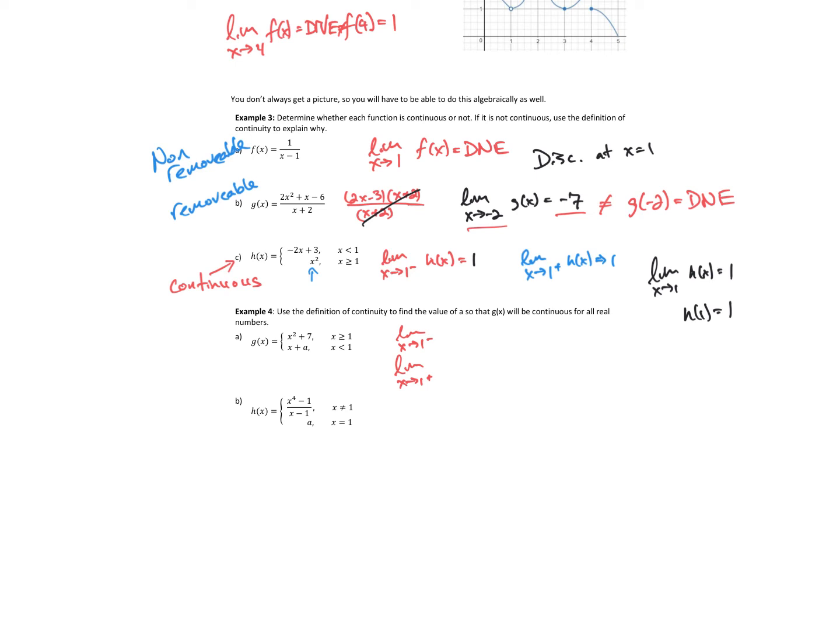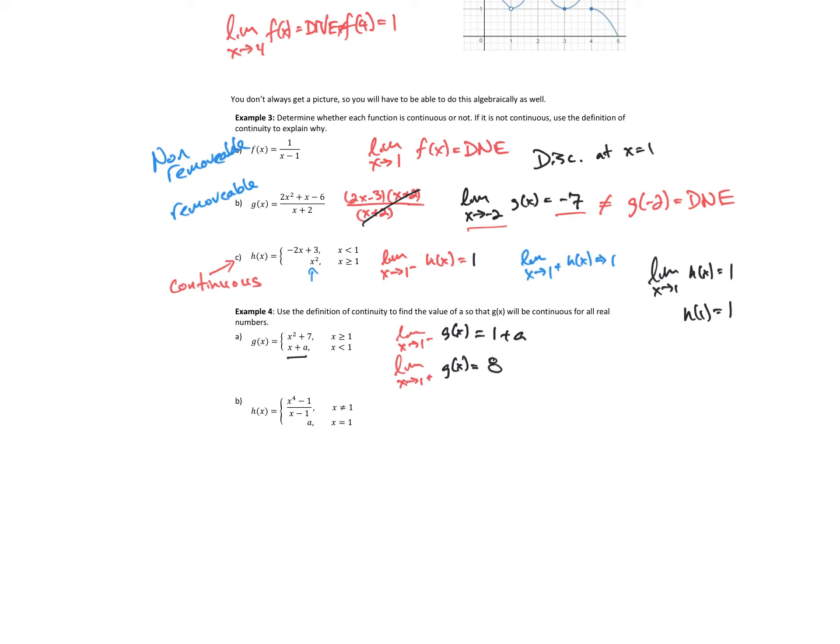So I just substitute in what? 1. So if it's from the left, which one am I using, the top one or the bottom one? The bottom one. So if I substitute in 1 for x, I end up with 1 plus a. All right. And then if I substitute in from the right, I'm going to substitute it in the top one. So now I end up with what? 8. Does everybody follow me?